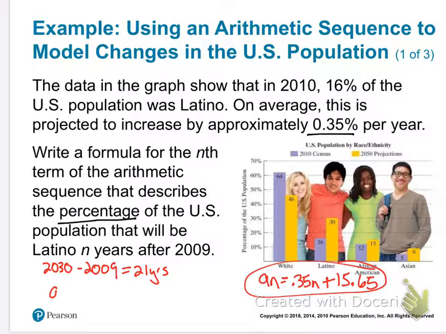So we can do a sub 21 equals 0.35 times 21 plus 15.65. When you put all this together, it ends up being approximately 23% will be Latino. Okay, so now we're on some try it yourselves.